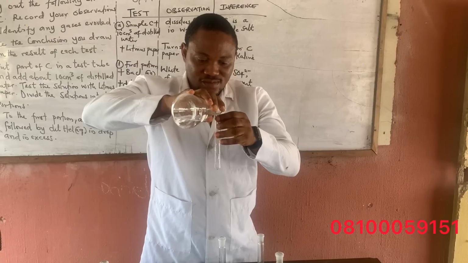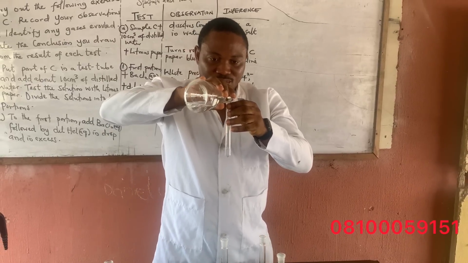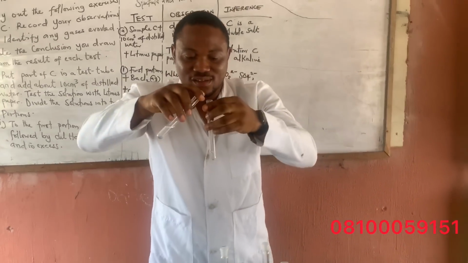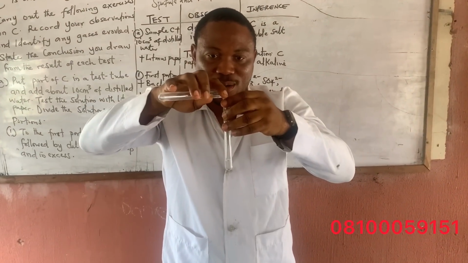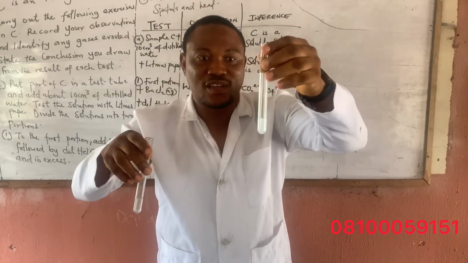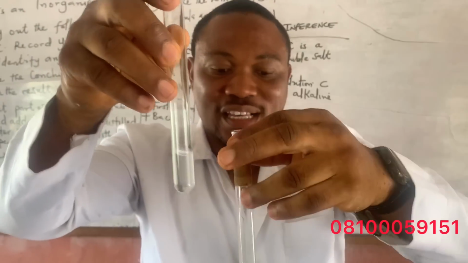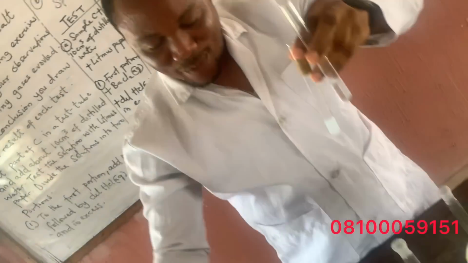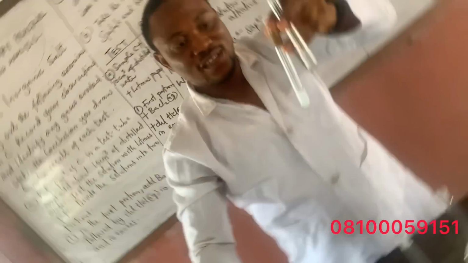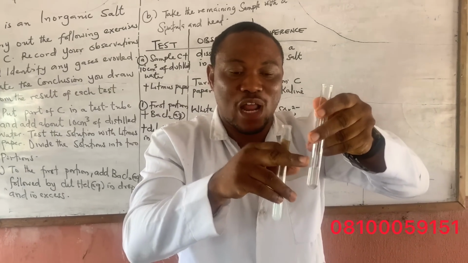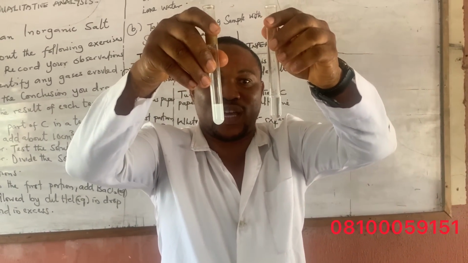Okay, wow, you can see the effervescence. Let me quickly pass the gas into this. Let's see what will happen. Can you see now? You can see this is my lime water. It is colorless, but when I pass the gas that is evolved from this particular one into this, you can see how milky it is.